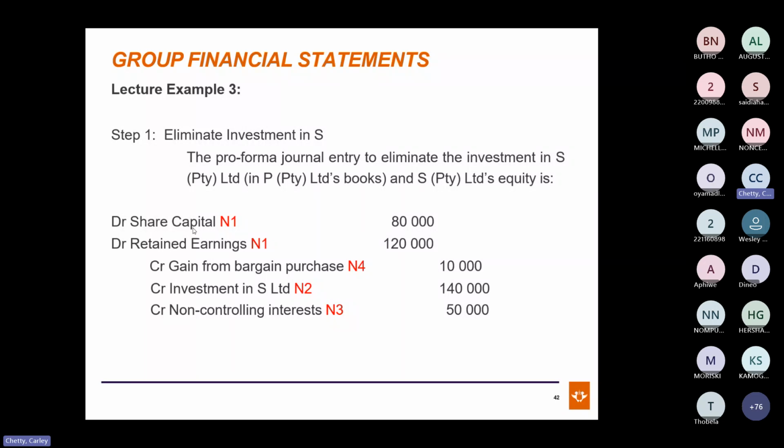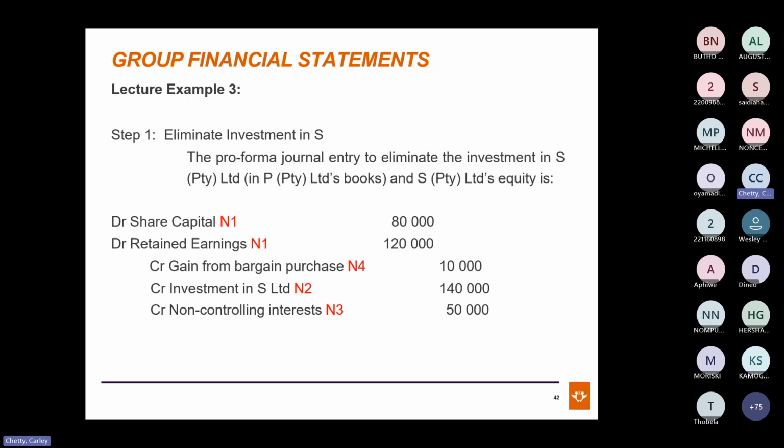So if we are debiting share capital with 80,000, this is S's share capital, and we're debiting retained earnings with 120,000 Rand. So we're doing this debit to eliminate 100% of the equity of the subsidiary at acquisition. So we're eliminating the equity of S on acquisition. Then we have the investment in S Limited.